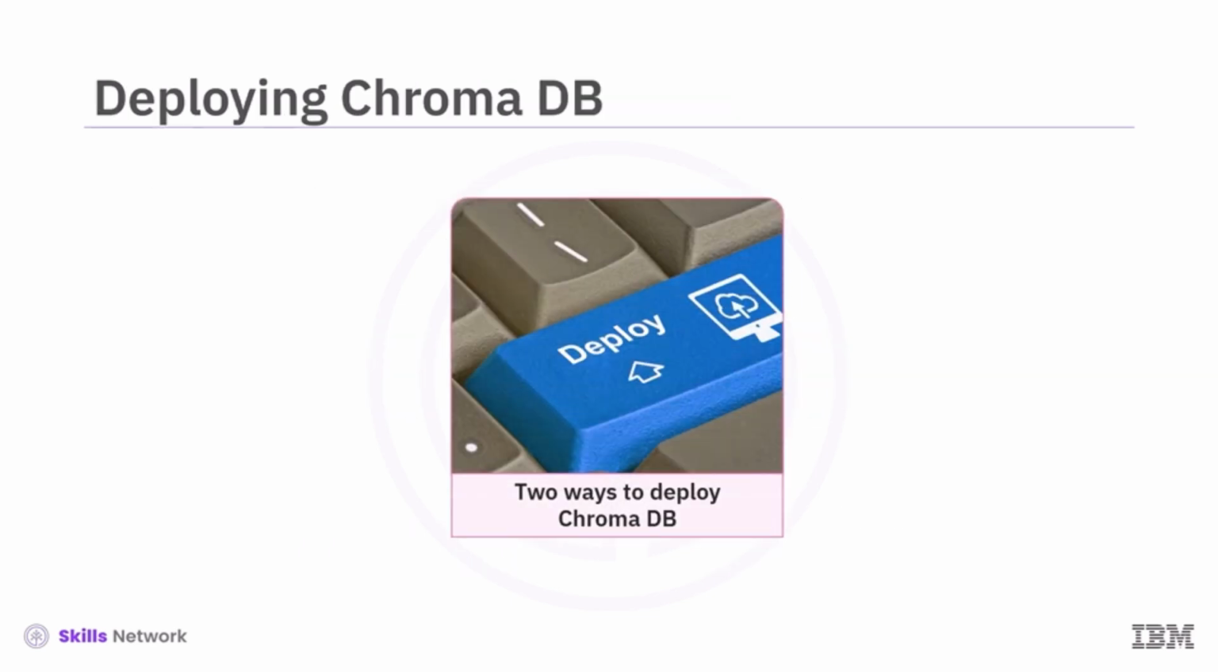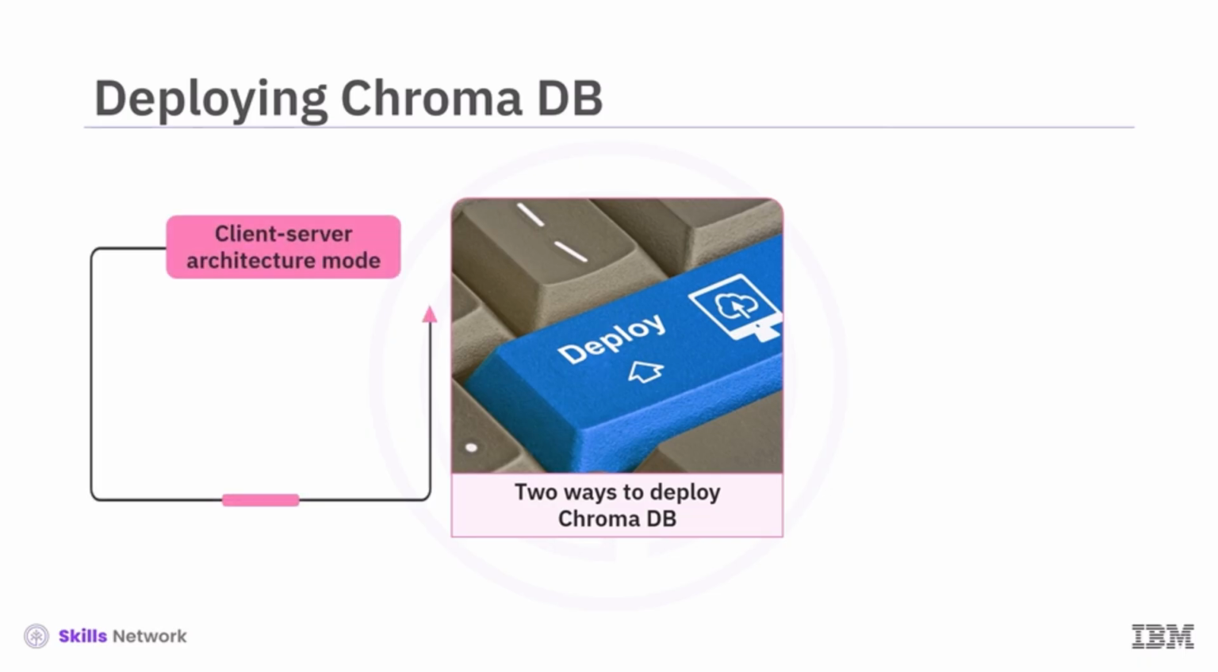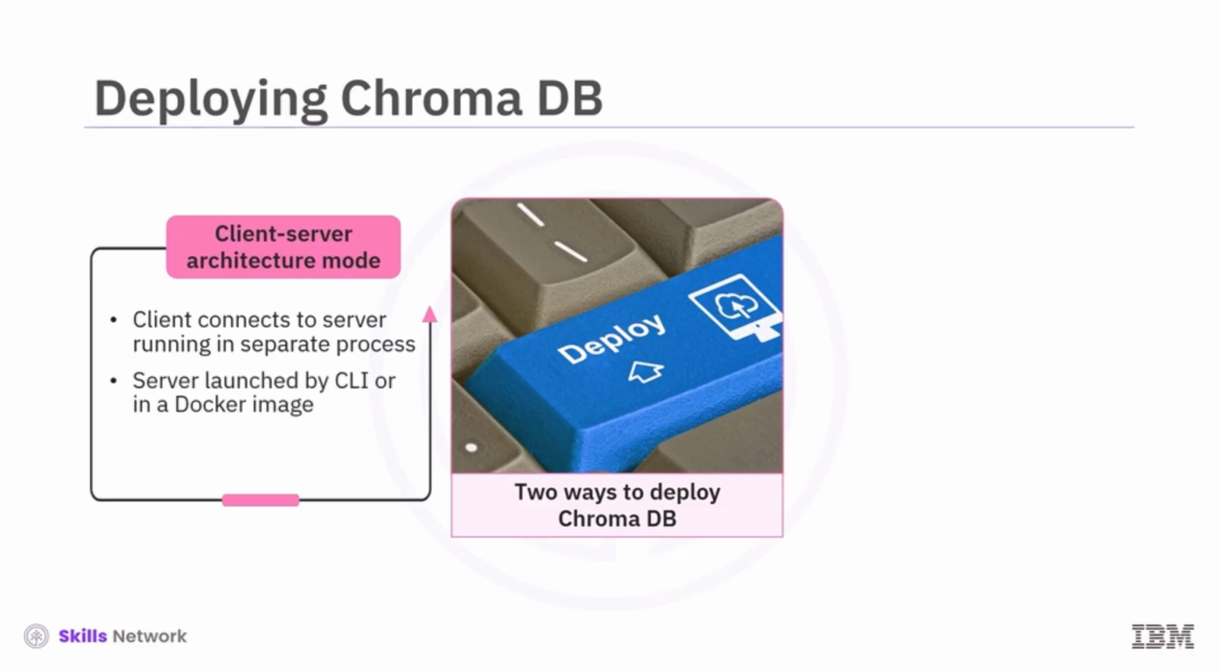ChromaDB can be deployed in one of two ways. ChromaDB typically operates using a client-server architecture, where the Chroma client connects to a Chroma server running in a separate process. The server can be launched either via the Chroma command line interface, including the core Chroma package, or by using a Docker image. The clients, whether local or remote, connect to the server using the HTTP protocol.